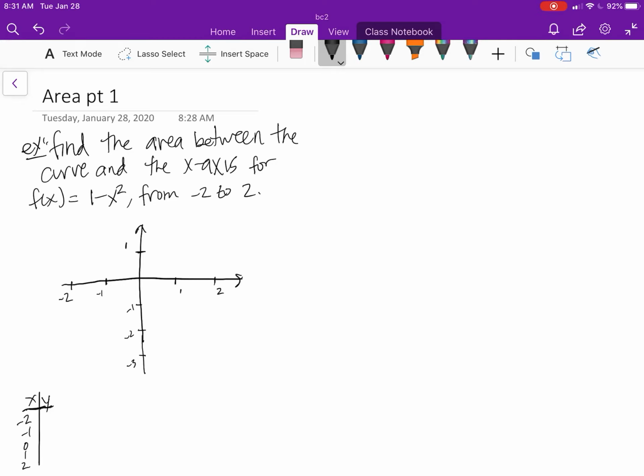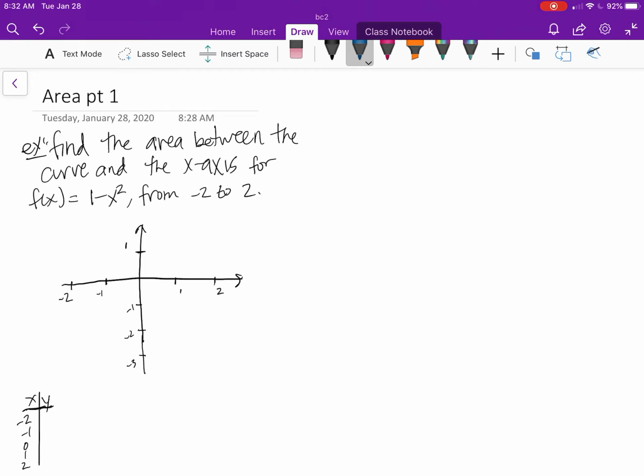Okay, let's take a look at this example where we are going to find the area between the curve and the x-axis for that function 1 minus x squared, negative 2 to 2. I drew a quick graph here. I know what it's going to look like ahead of time, but it's not necessarily required to graph, but it definitely does help. Now, if it's a function you don't really know how to graph, of course use a graphing calculator if you have one, but if not, you could do a quick table of values.